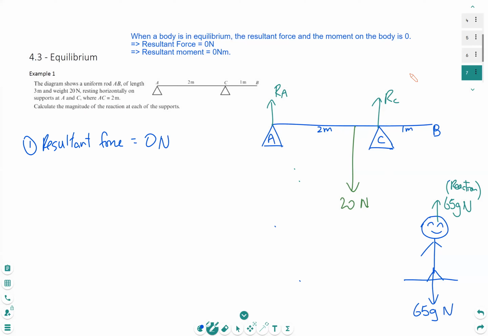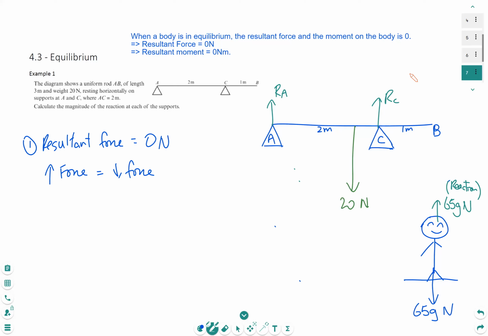So what does that mean? That means the upward force equals downward force. Because surely, if it's not moving, then the force pointing upwards should be the same as pointing downwards. Why? If the pulling force, 20 newtons, is bigger than the support force, then the supports are not strong enough to withstand the plank. So the plank will just collapse.